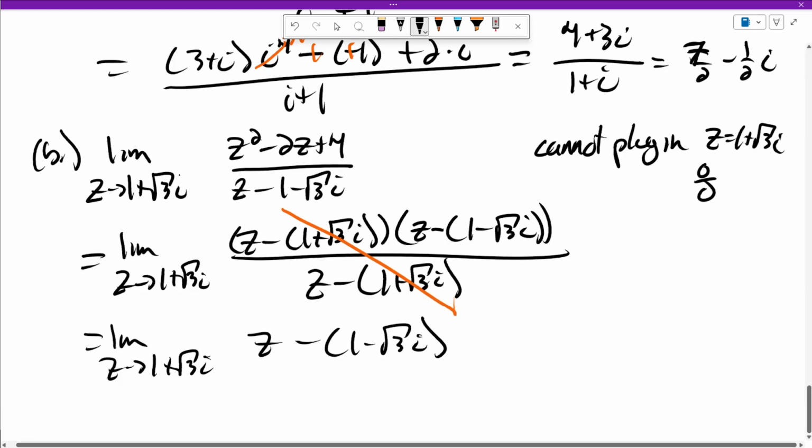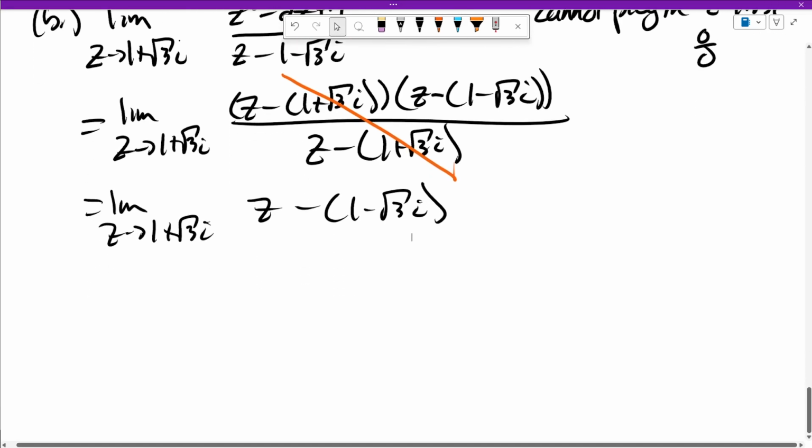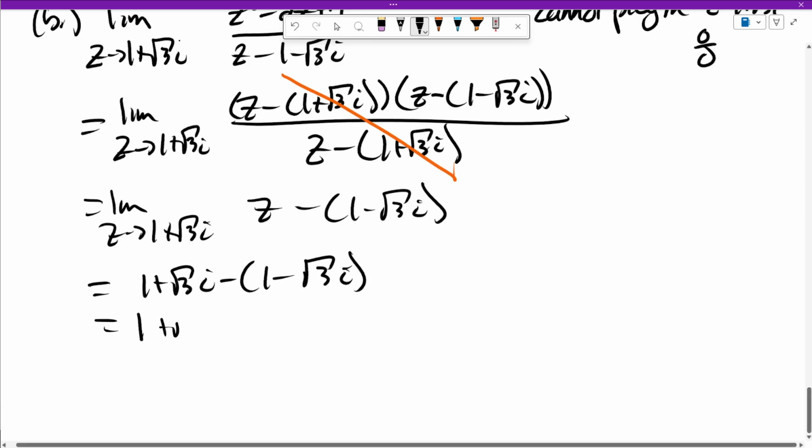And now we're in a situation where we can just plug in 1 plus root 3 i. So we do that. All right, so we're going to get 1 plus root 3 i minus 1 plus root 3 i. So I think that's a root 6 i. Oh, that's a terrible mistake. That's a 2 root 3 i. Sorry. Whew, that's a big blunder.